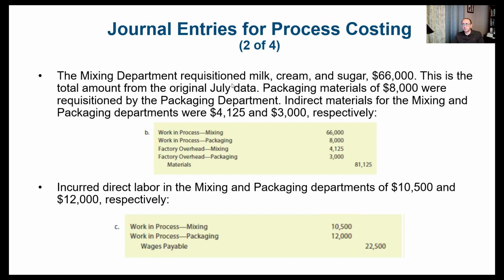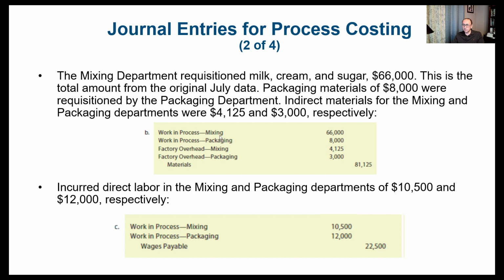The mixing department requisitioned milk, cream, and sugar for a total of $66,000. This is the total amount from the original July data. Packaging material of $8,000 was requisitioned by the packaging department. Indirect material for the mixing and packaging departments were $4,125 and $3,000 respectively. So we're going to record this.